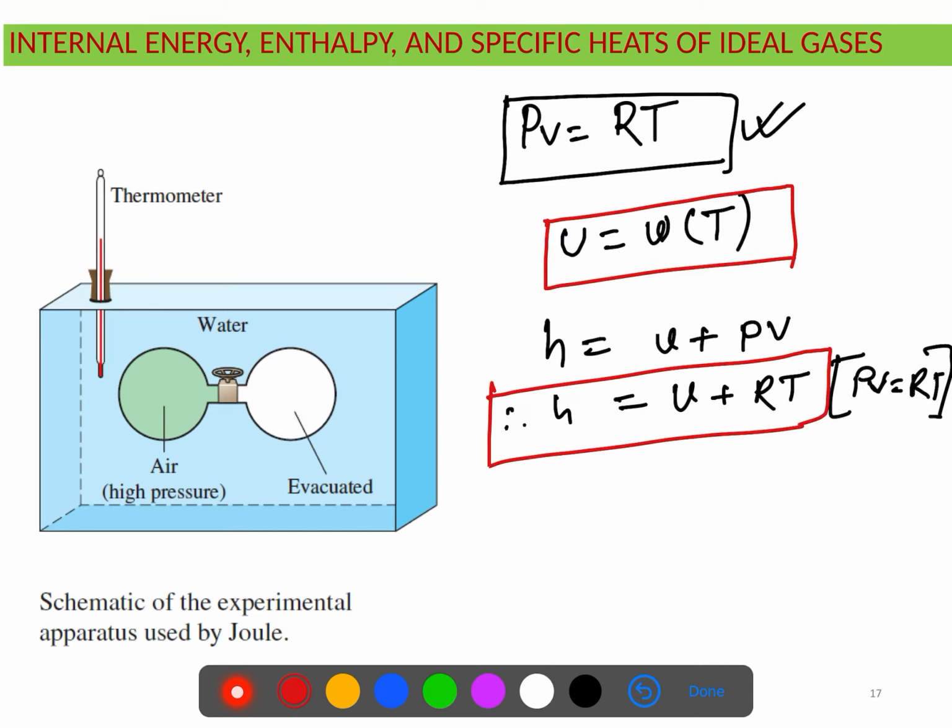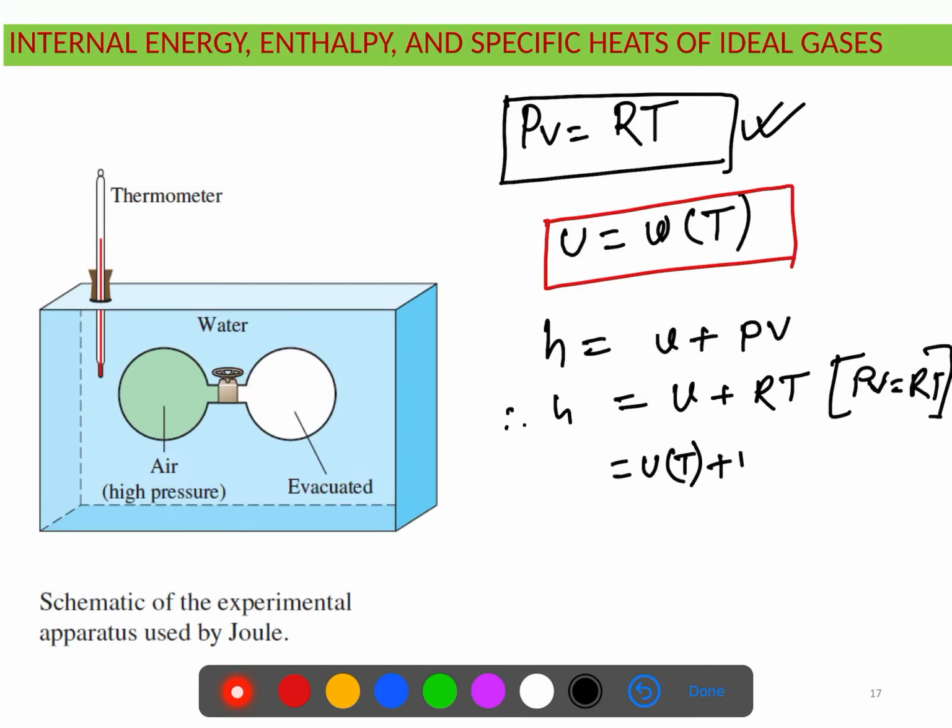So what we can say from here is that h is enthalpy, and u is a function of T. It is u(T) plus R times T. This is a function of T, this is also temperature, and R is the gas constant. That means we can say the enthalpy is also a function of T.